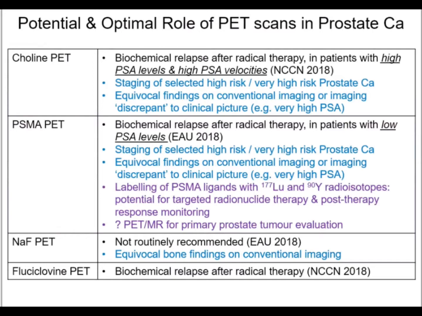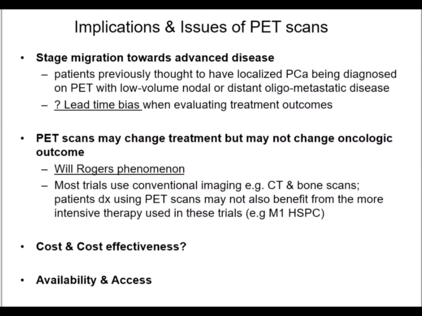So sodium fluoride PET is very limited, not routinely recommended in EAU, but you can use it to be an arbiter to decide for equivocal bone findings on conventional imaging, and fluciclovin is for biochemical relapse after radical therapy according to NCCN. So what are issues with PET scans use?